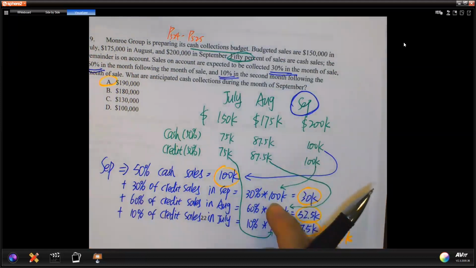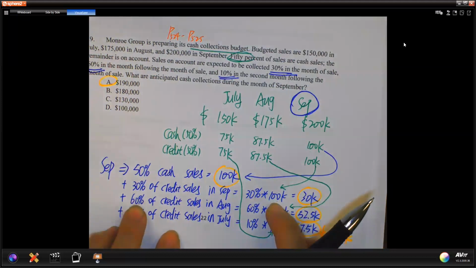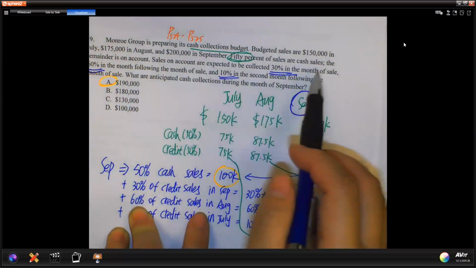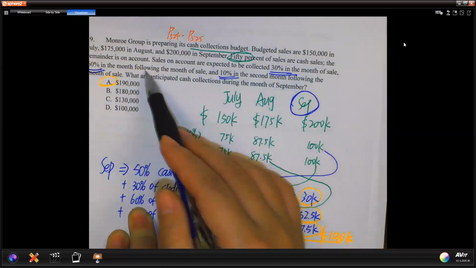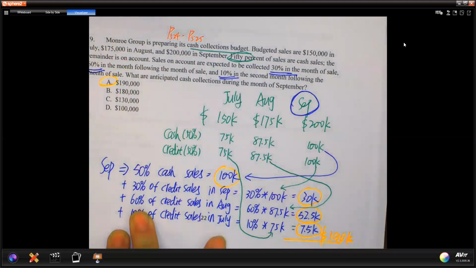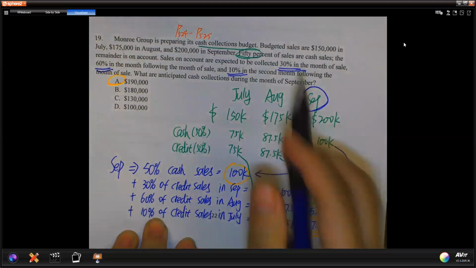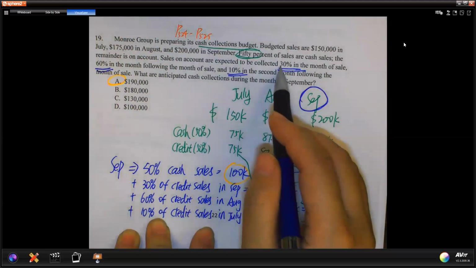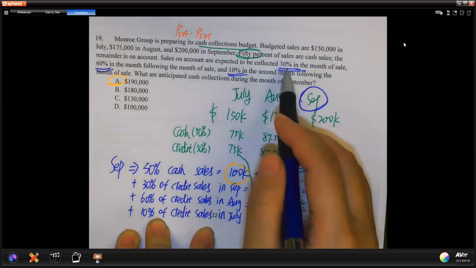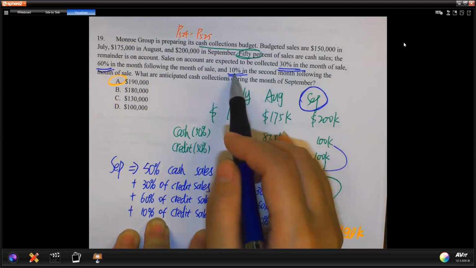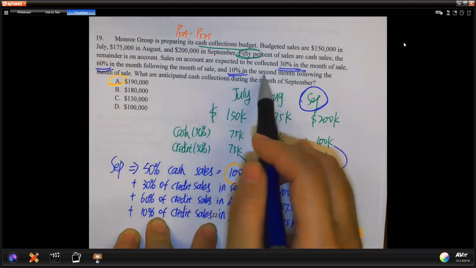But in September you will also collect 60% of the credit sales in August, because your August sales, 60% will be collected in the following month. Your August sale will be collected the following month, it's September. And then your July, 10% of your July credit sale will be collected 2 months later.